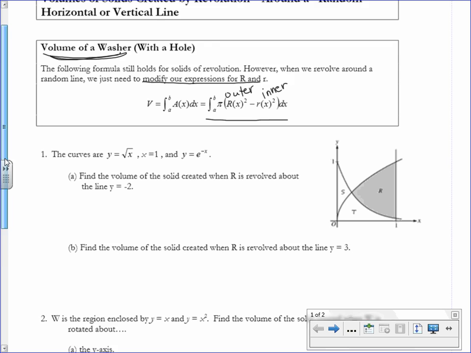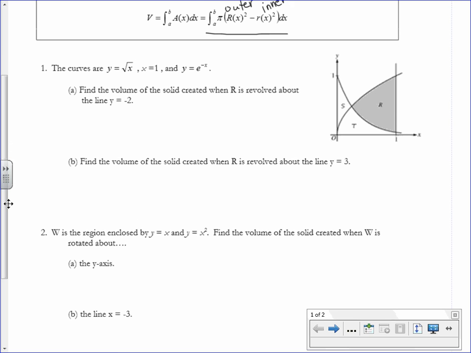So if we come down to this first example, we have curves y equals radical x, x equals 1, and this other curve, y equals e to the negative x. Part A wants us to find the volume of the solid created when R is revolved around the line y equals negative 2. This is obviously not drawn to scale, but y equals negative 2 would be right down here.